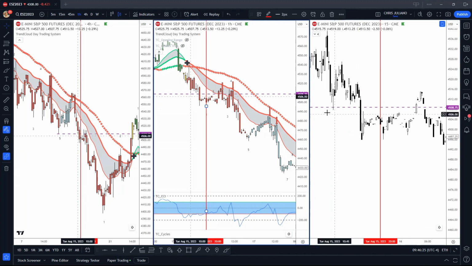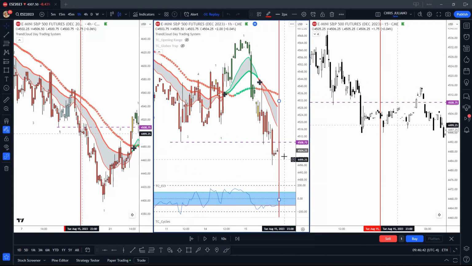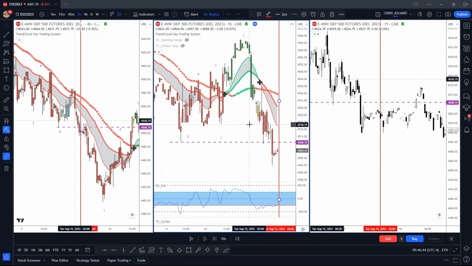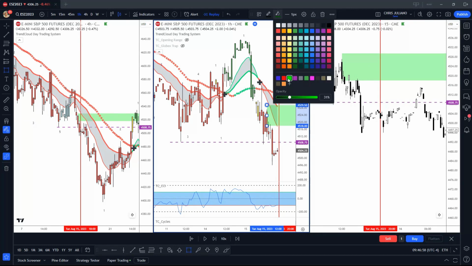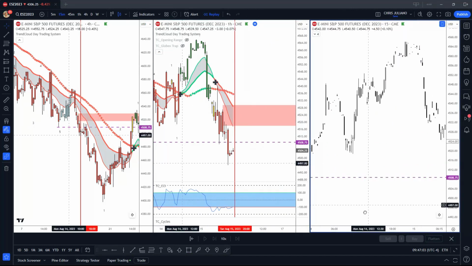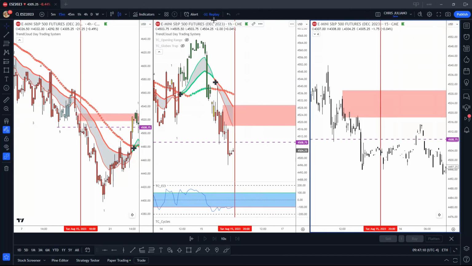And where's the pullback going to take place? Somewhere inside of the TrendCloud. So you grab your box tool here, and let's just see what this looked like at this point in time. At this point in time, what you would have done is take your box tool and go from the bottom of the cloud all the way to the top of the cloud. Make that red. That's what it would look like, and it would show up like that on your lower time frame. Now, let's move forward.